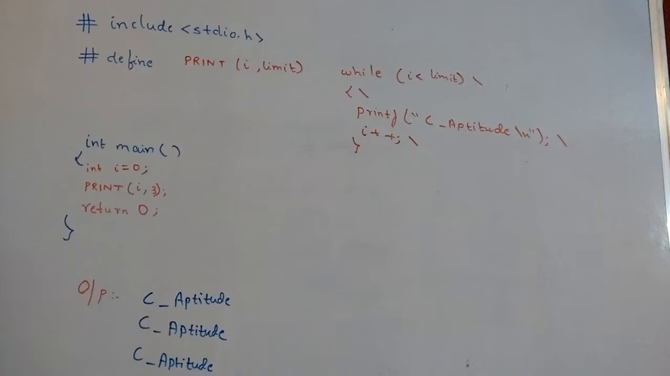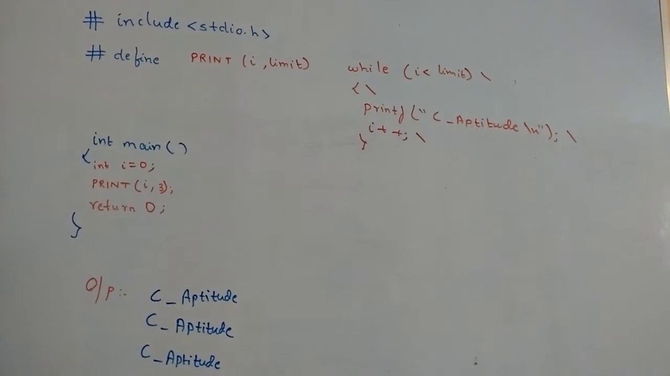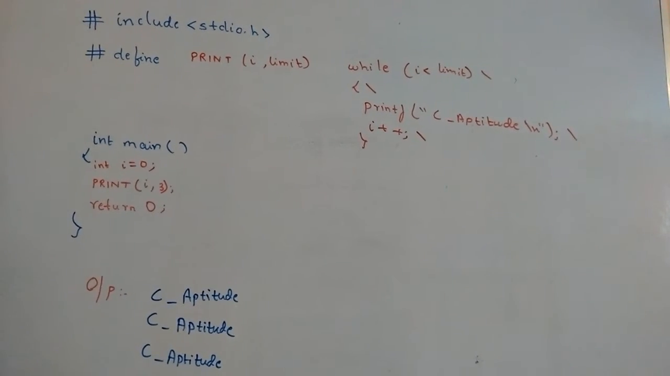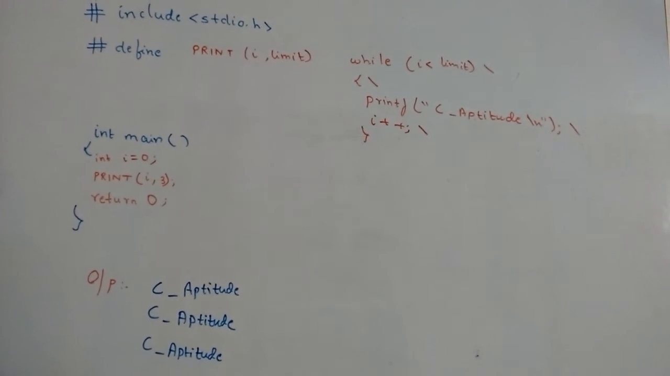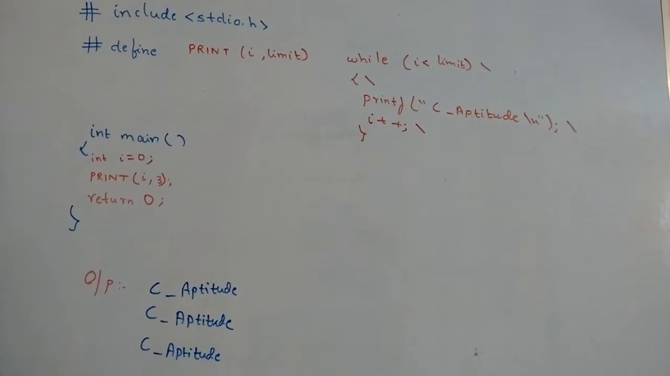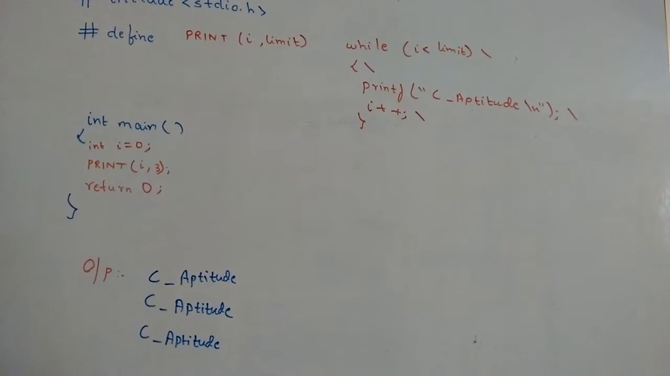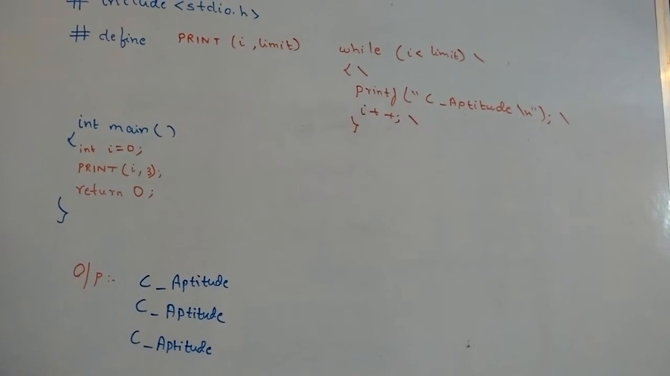And in this video I haven't shown what print(i, limit) would look like after preprocessing, since I've already shown that. Now you would have an idea, and in order to save time I haven't written it. Anyway, the while code only would get copied and pasted in place of print(i, 3). And of course the backslashes won't be there. That's only for the preprocessor to know that there is code in the next line. So the output would be printing C aptitude 3 times. That would be the output.